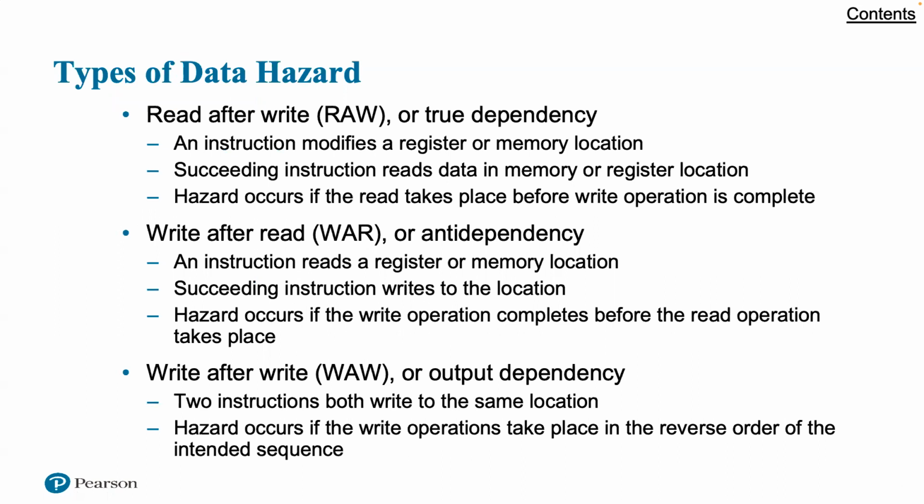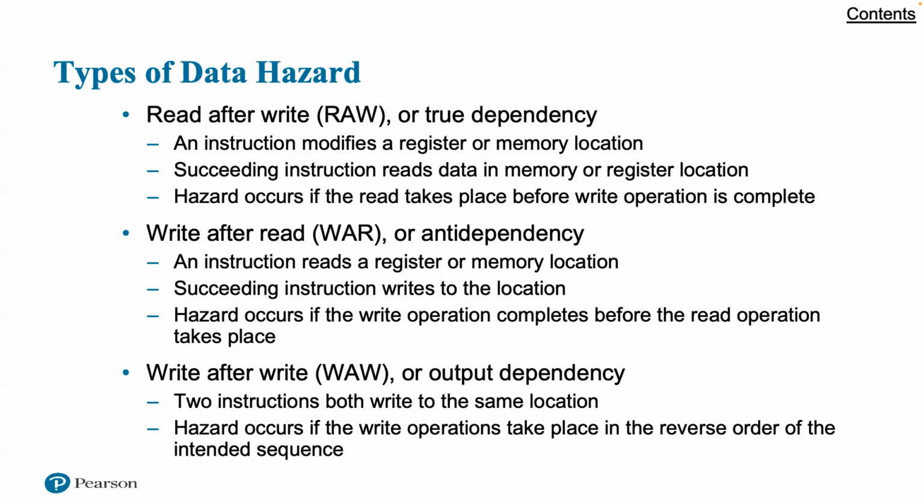There are three types of data hazards. Read after write, or RAW, or true dependency: an instruction modifies a register or memory location, and a succeeding instruction reads the data in that memory or register location. A hazard occurs if the read takes place before the write operation is complete. Write after read, or WAR, or anti-dependency: an instruction reads a register or memory location, and a succeeding instruction writes to the location. A hazard occurs if the write operation completes before the read operation takes place.